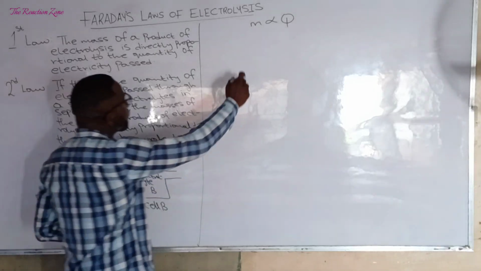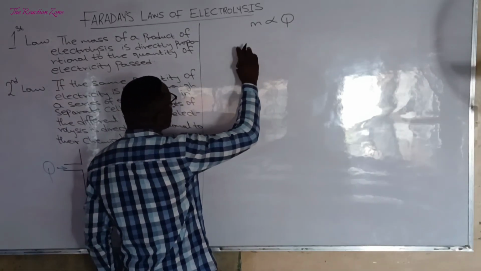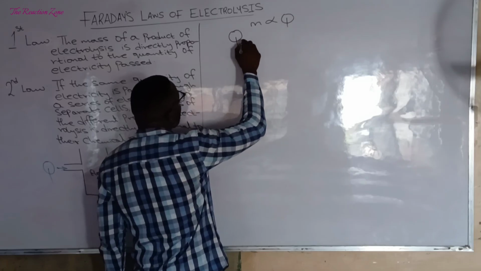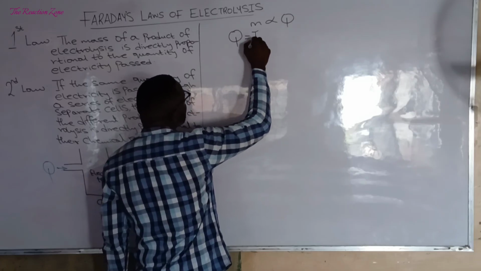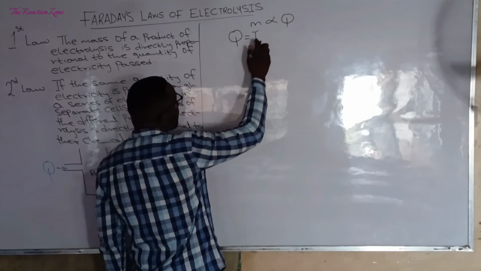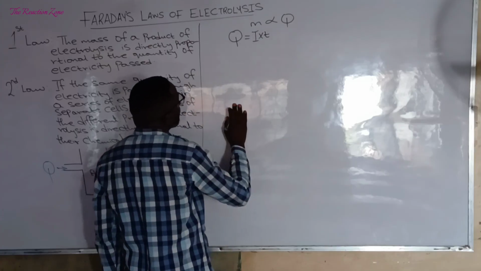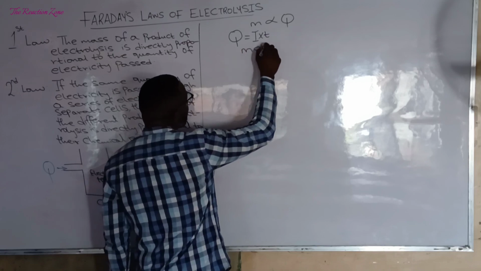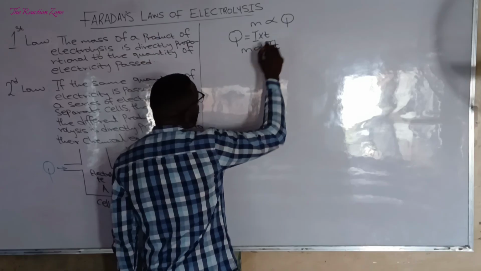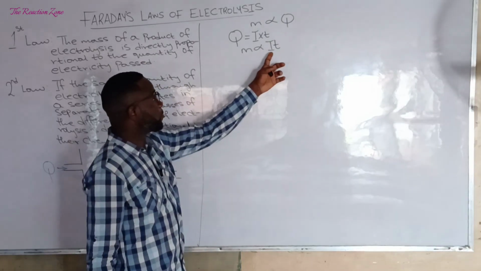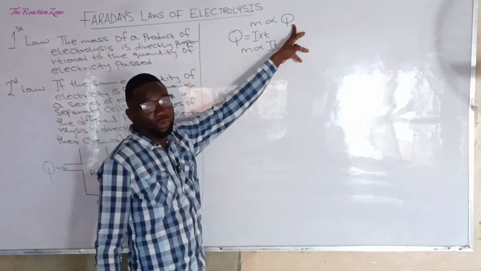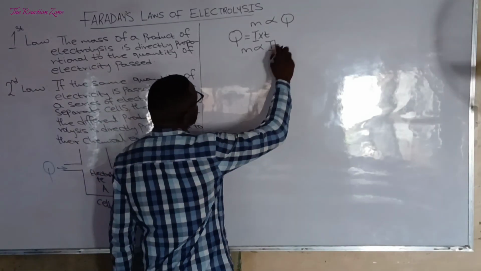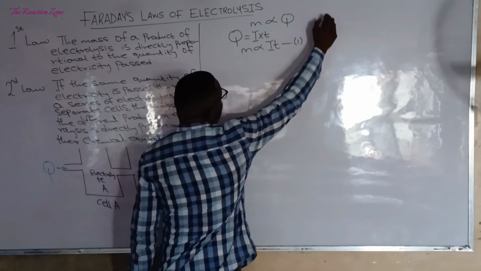Now, this equation here can further be simplified. First of all, it's important to note that the quantity of electricity is equal to the product of current, represented by I, and time. So it means that this equation can be written as mass is directly proportional to IT, where IT, which is the product of current and time, represents the quantity of electricity. So we can call this equation 1, for instance.